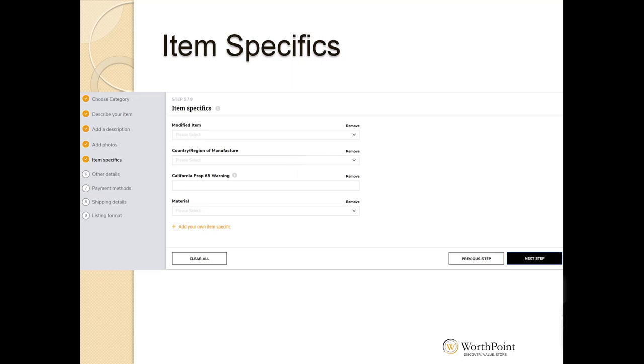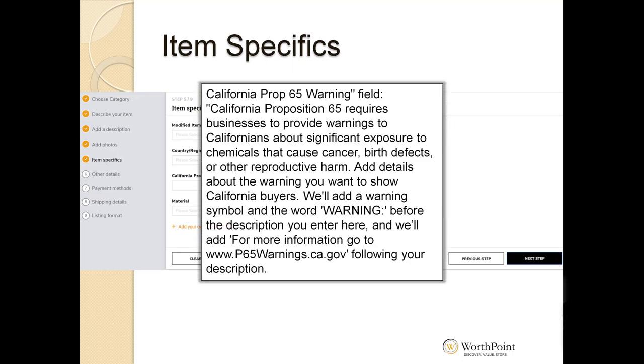And the California Prop 65 warning, what is that, right? Well, I pulled it up for us so that everybody can see. California Prop 65 warning field. California Proposition 65 requires businesses to provide warnings to Californians about significant exposure to chemicals that cause cancer, birth defects, or other reproductive harm.